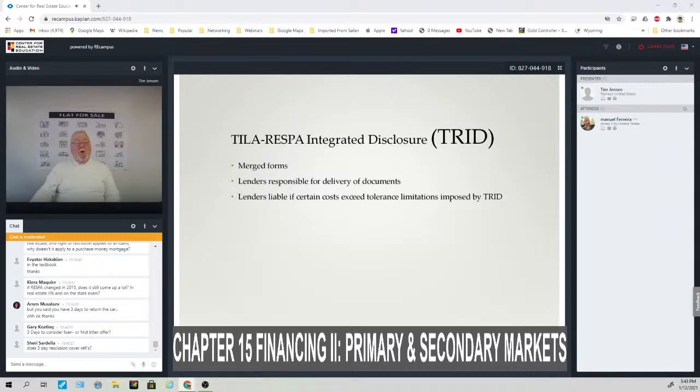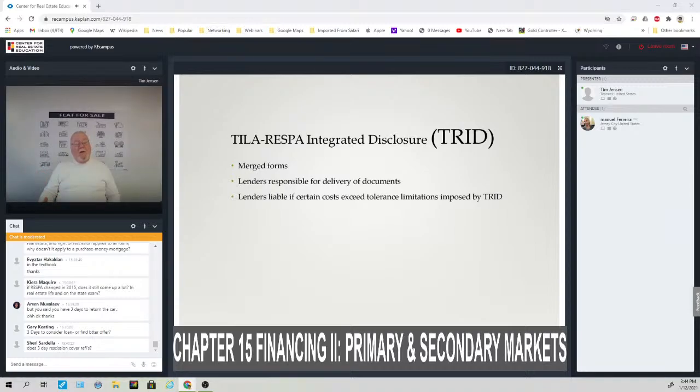So TRID is merged forms from RESPA and TRID. Lenders are responsible to deliver the documents to the buyer and seller, and lenders are liable if costs exceed a tolerance limitation imposed by TRID. So if final closing documents are different than the actual cost, the lender may be responsible for the cost of those extras, or new documents of disclosure have to be drawn up, and then a 3-day postponement in the closing must occur. Remember, 3 business days have to transpire.